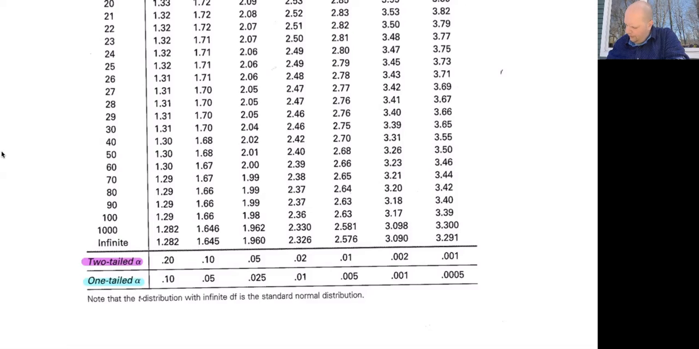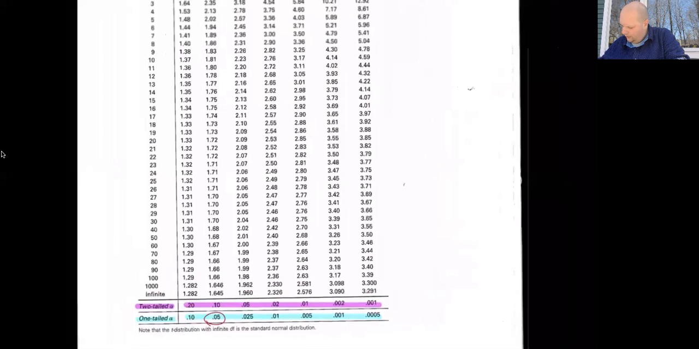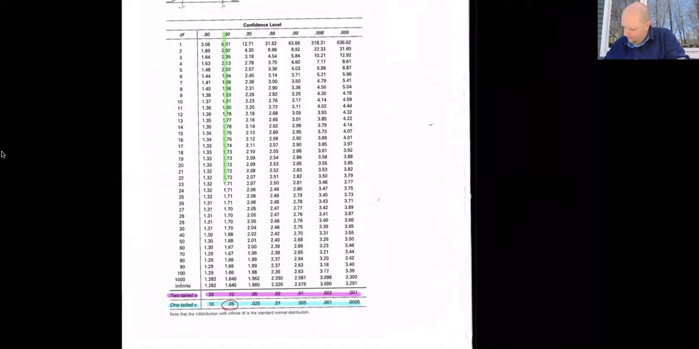Then what you do is identify in this row your value of alpha. And you'll notice that the values in the two-tailed test are just twice as big as the ones for the one-tailed test. All right, so let's say we're doing a test with alpha equal to 0.05, and let's say it's a one-tailed test. So I'd locate my alpha value in that one-tailed row, and that tells me that I'm going to be working in this column of the t-table.